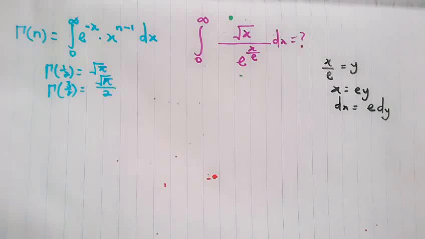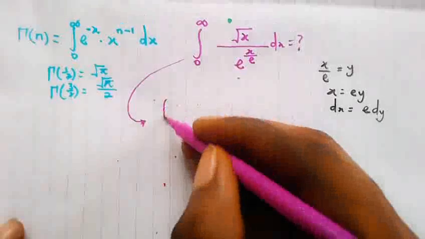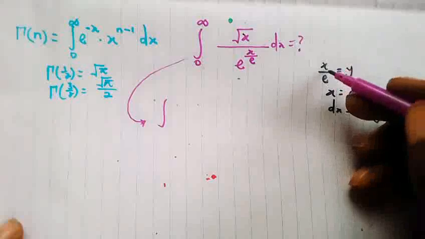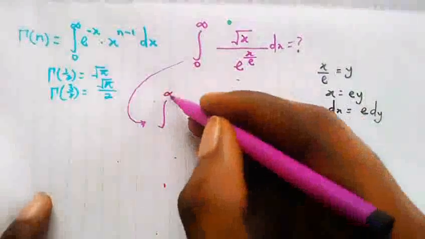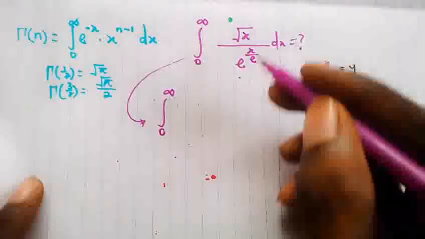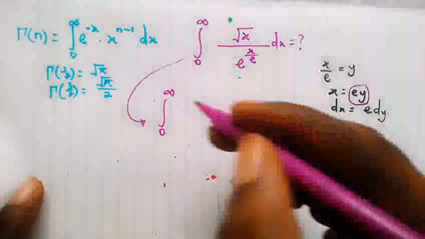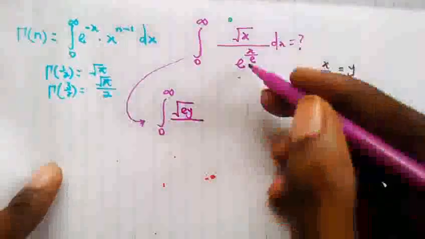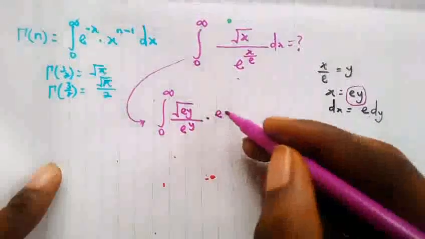Our integral is becoming, x over a is y, so this is a function of y. Now x over a, as x is approaching infinity, is infinity. x over a, as x is approaching 0, is 0. Now the square root of x, we replace that x in the radical with a y, so we have square root of a times y, all over e raised to y, then times our dx, which is a dy.